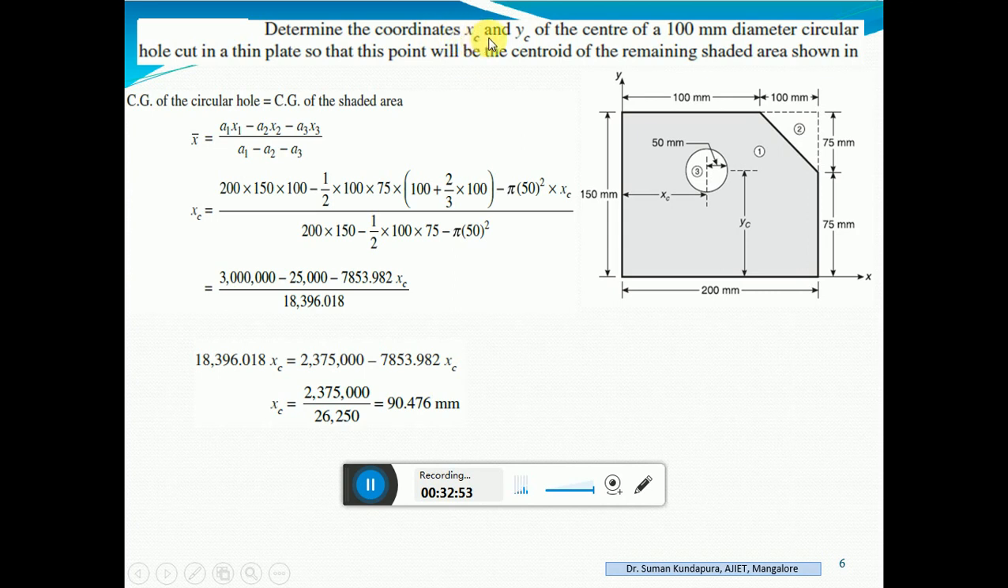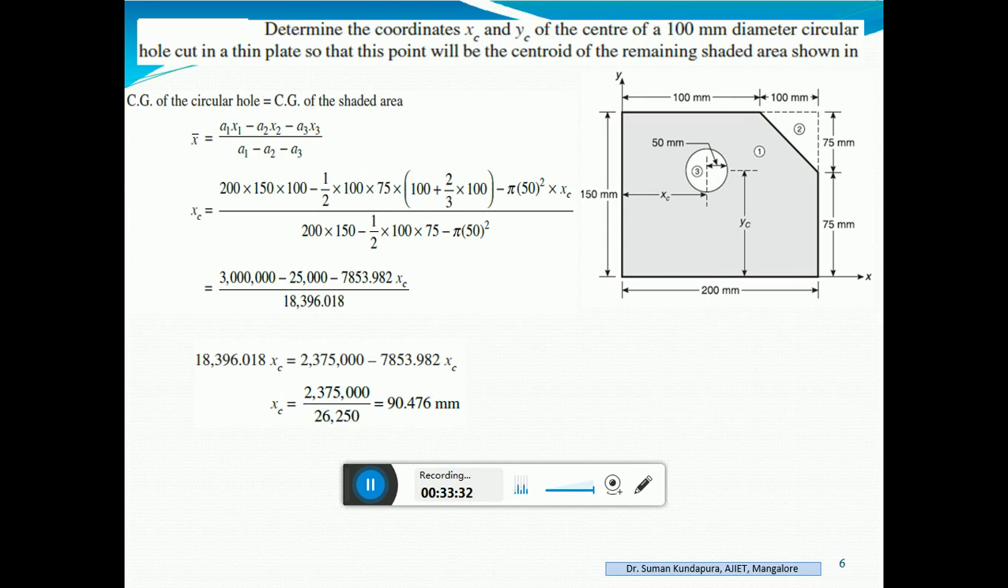Determine the coordinates xc and yc of the center of a 100 mm diameter circle hole cut in a thin plate, so that this point will be the centroid. Okay, that's it. This will be the centroid of the remaining shaded area. We wanted to find the centroid of the remaining shaded area. They have given a clue. That is why we worked it out in this way, not putting in the tabular column. So what is asked in the question you need to understand.